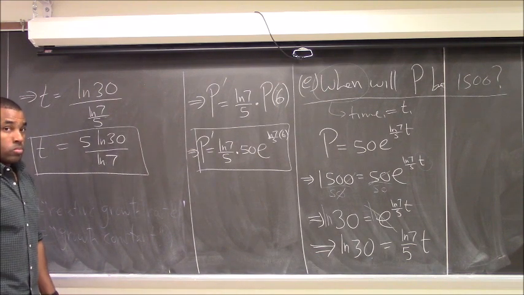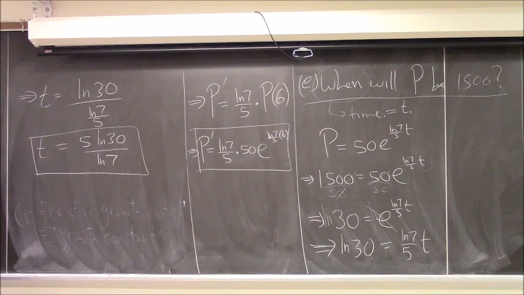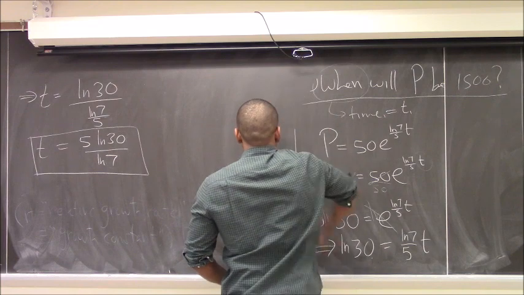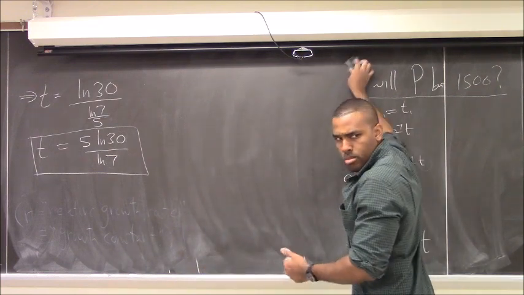But if it was ln of 7/5, and the 7/5 was in parentheses, you can't do that. So if it was like ln 30 divided by ln of 7/5, you leave that. You don't do anything. But this 5 is not inside the ln, it's outside. So you can treat it like a fraction, flip and multiply, and that would be your answer. Not so bad, right?